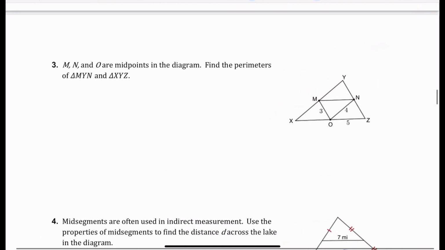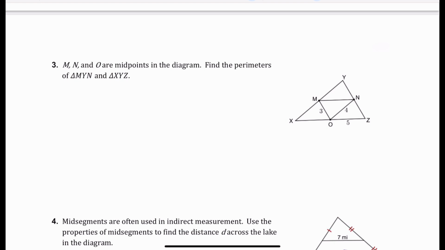Okay, M, N, and O are midpoints of this triangle. So we have 3 mid-segments. We have this piece here, this piece here as a mid-segment, and this piece here as a mid-segment. We're going to find the perimeters of MYN and XYZ. So let's go ahead and find MYN.